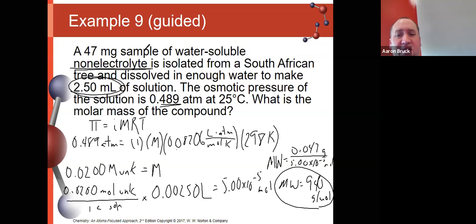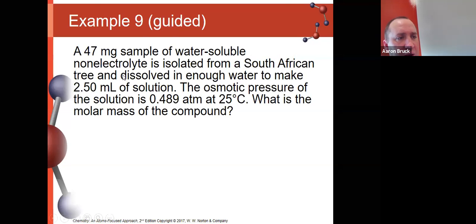So we can see this particular technique is very effective. We've got a really high molar mass substance, and we are able to determine its molar mass based on just making a very small sample of it, dissolved in a very small amount of water. So that's example 9. Let's look at example 10.